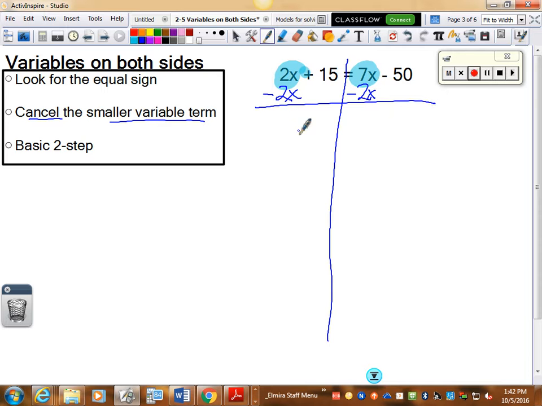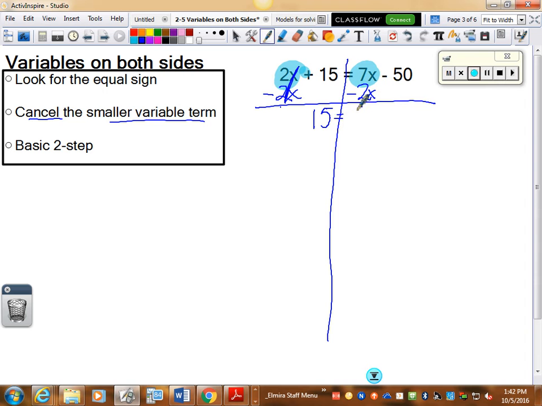When you're showing work straight down, keep your order consistent. Nothing is going to go underneath the 2x and the minus 2x. That canceled. Nothing will go here. The plus 15 becomes a positive 15, and since it's positive, I don't need the plus sign.